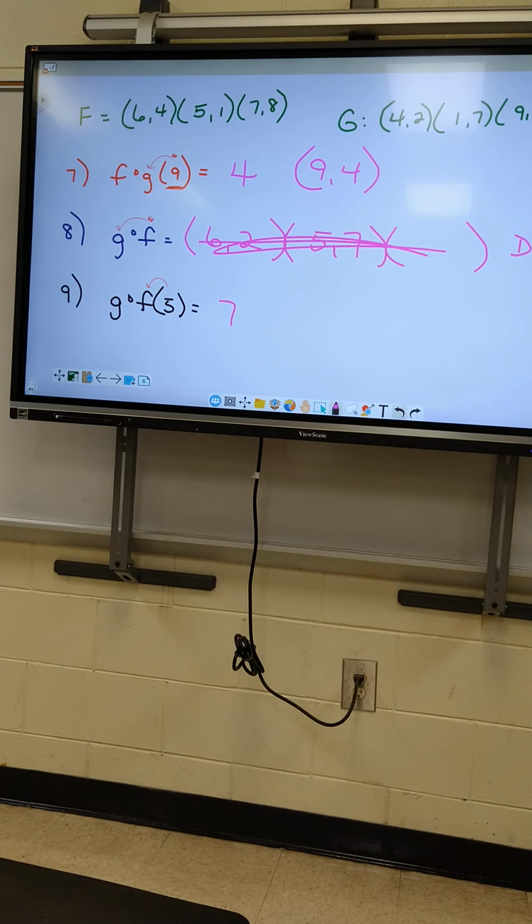Start at F. So 5 paired up with -1. There's not a -1, it does not exist. If it ever gets stuck, it does not exist.